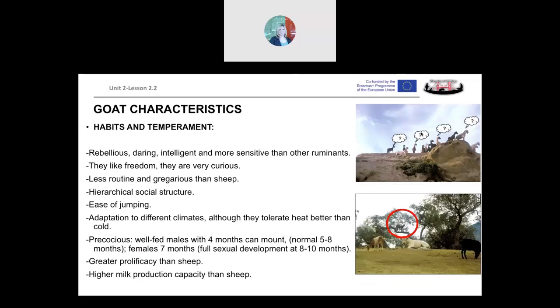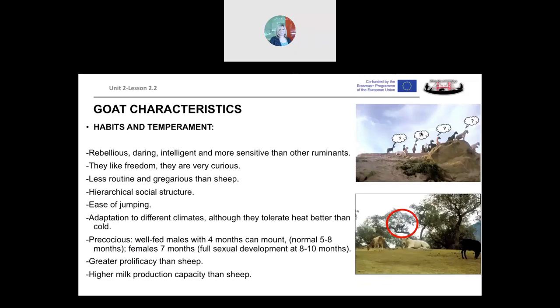Regarding the reproduction behavior, they are very precocious. Well-fed males can start the mount around 4 months, although the usual age is 5 to 8 months. And in the case of females, they can start the reproduction activity at the age of 7 months, but usually they start between the age of 8 to 10 months.